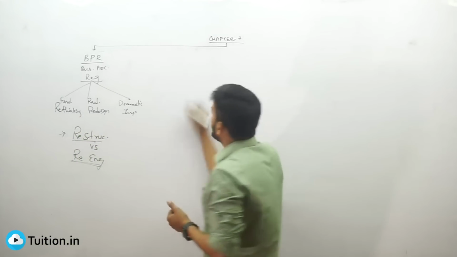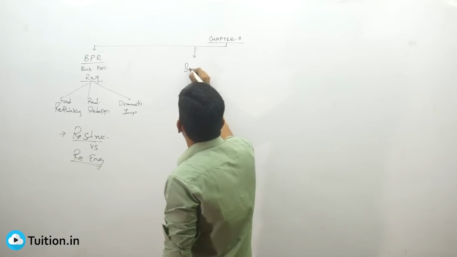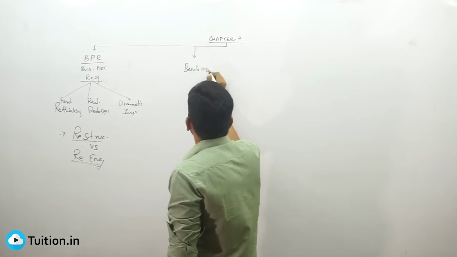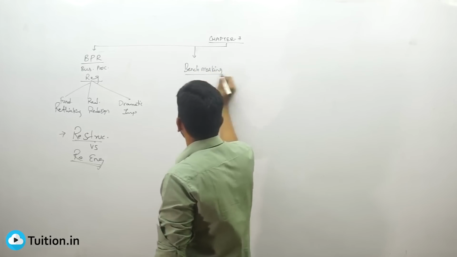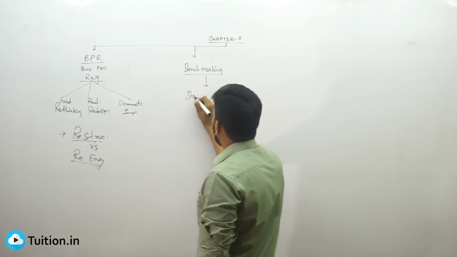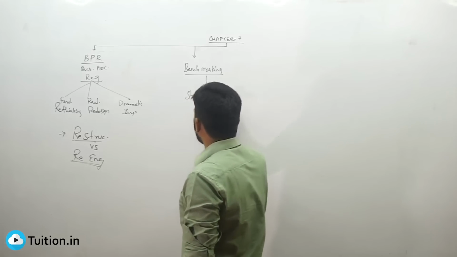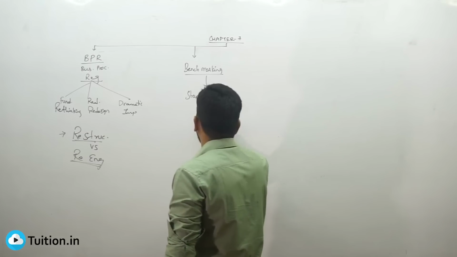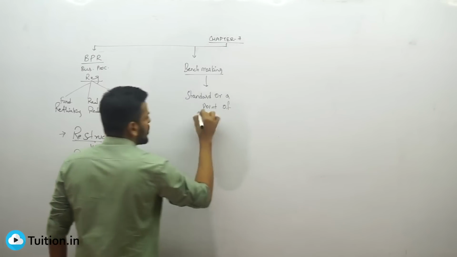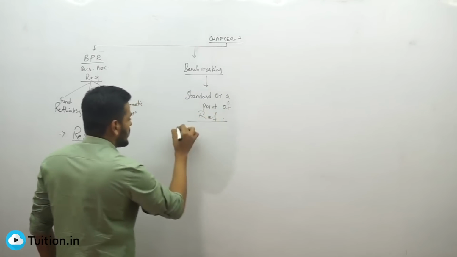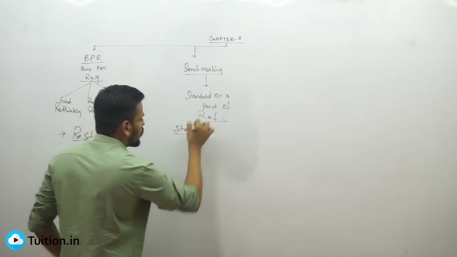Then moving up next is a concept called benchmarking. What is benchmarking? A process of setting up benchmark, which is nothing but a standard. Benchmark is a standard or a point of reference. Then there are 6 steps in discussing about what benchmark is all about.